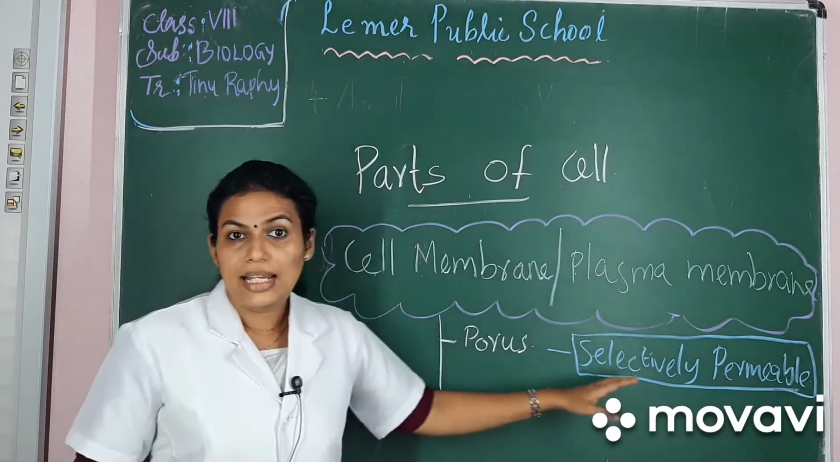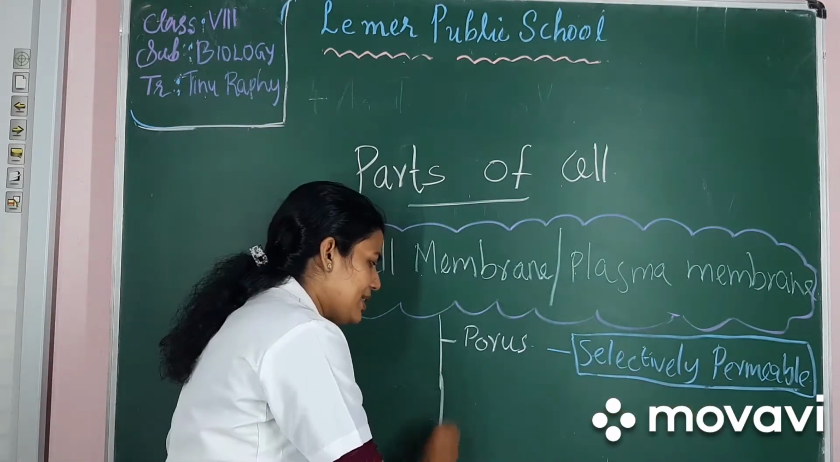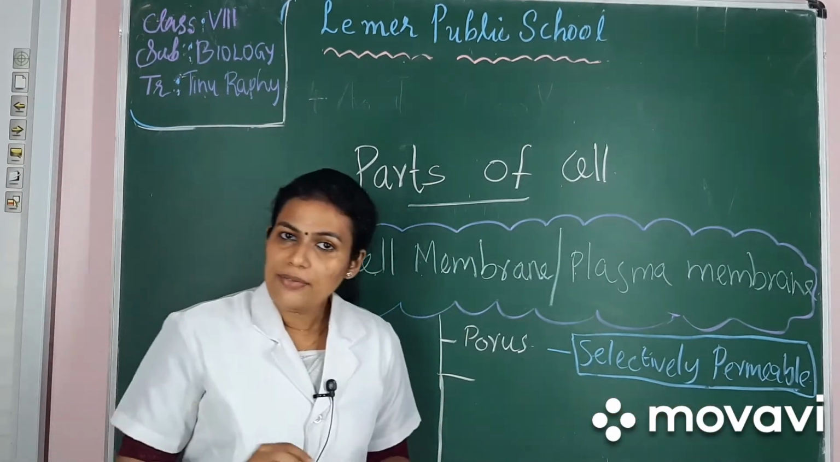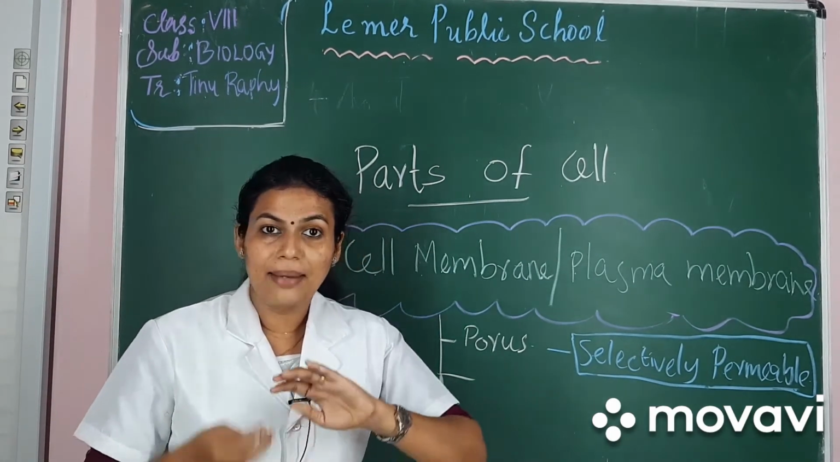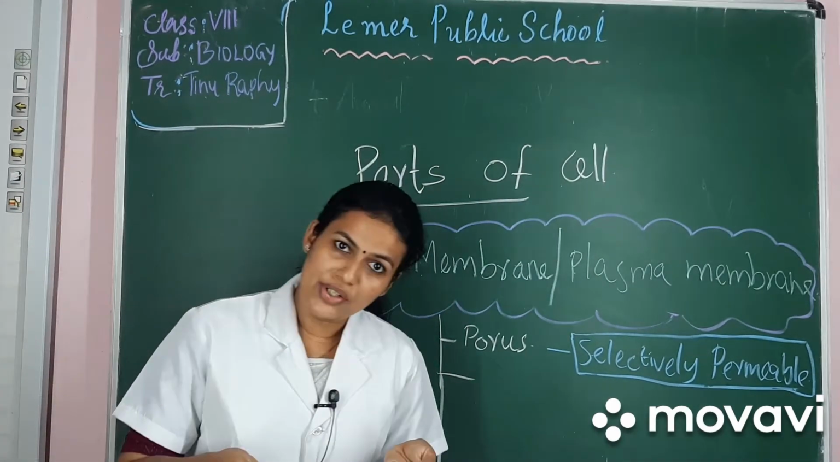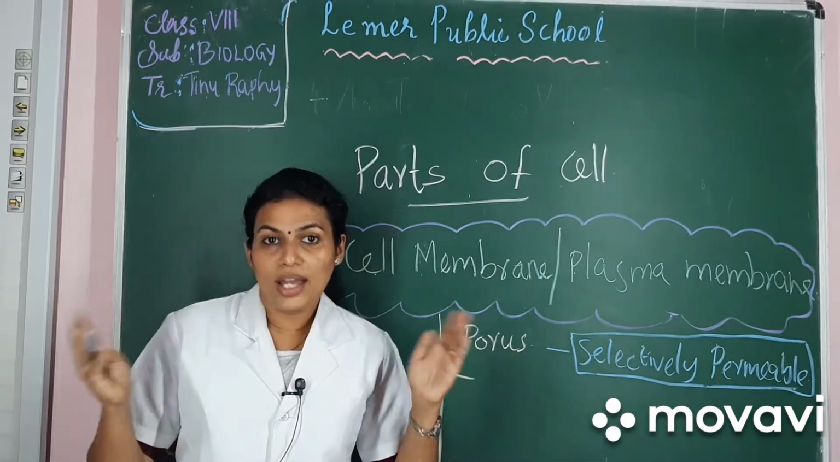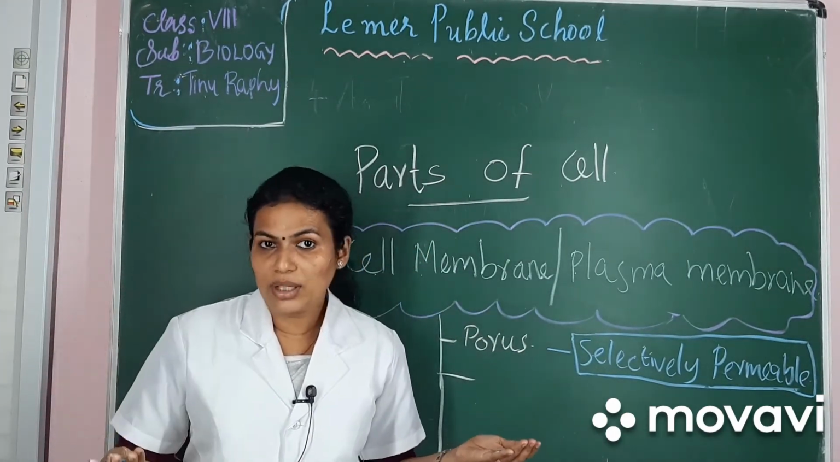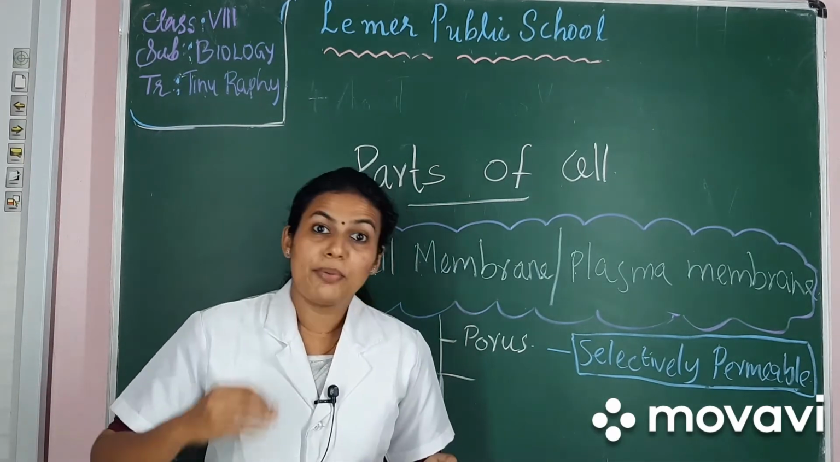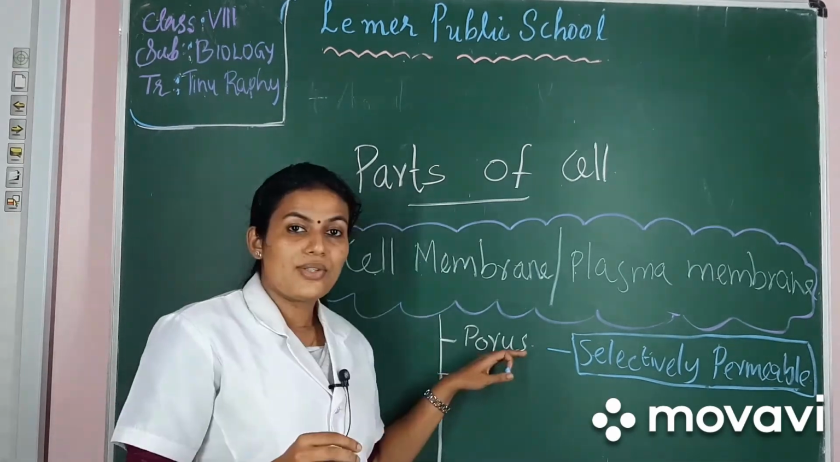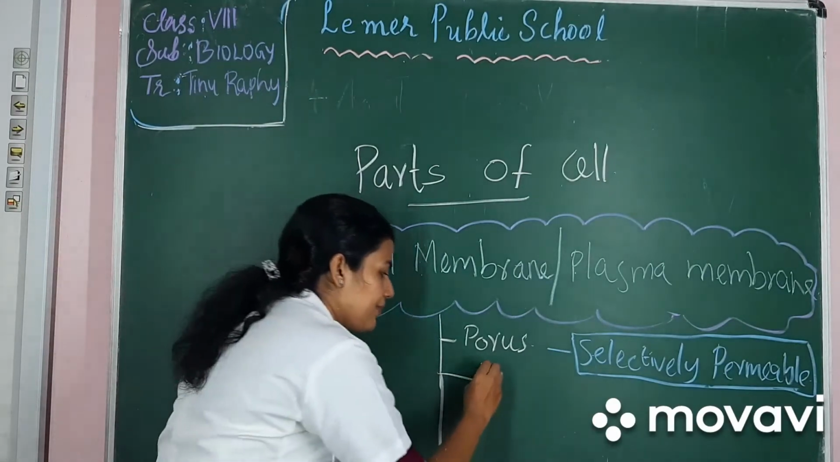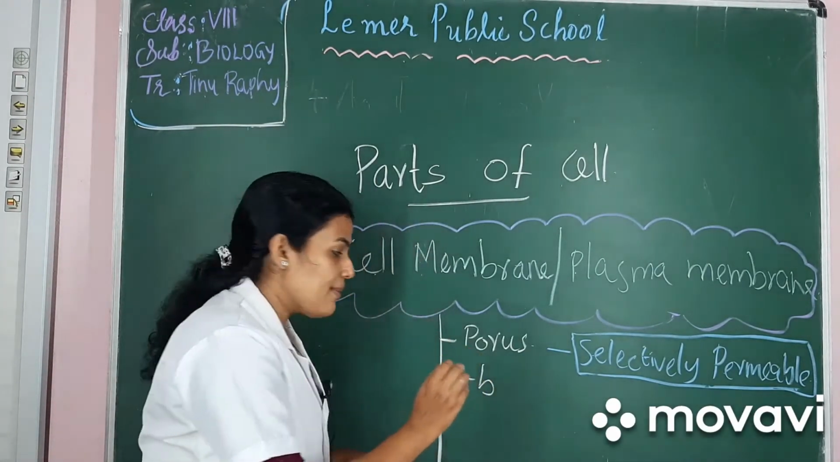Now, the second function. Second function is it acts like a boundary, an outer boundary to the cell and separates the cell from one another and also from the surrounding medium. So likewise, it protects the cell from injury. So second function teacher is going to write, that is, it acts as boundary.